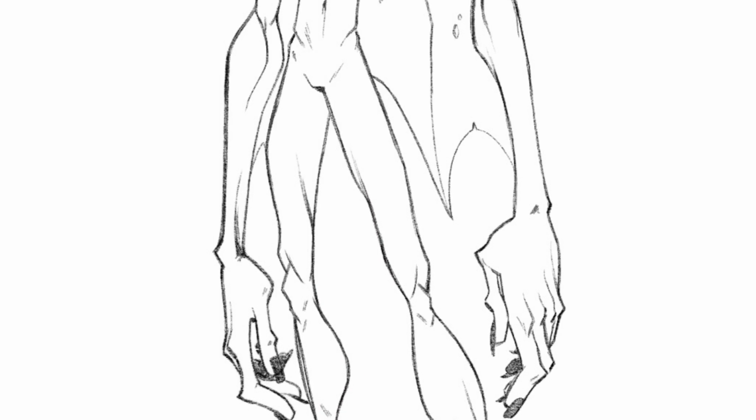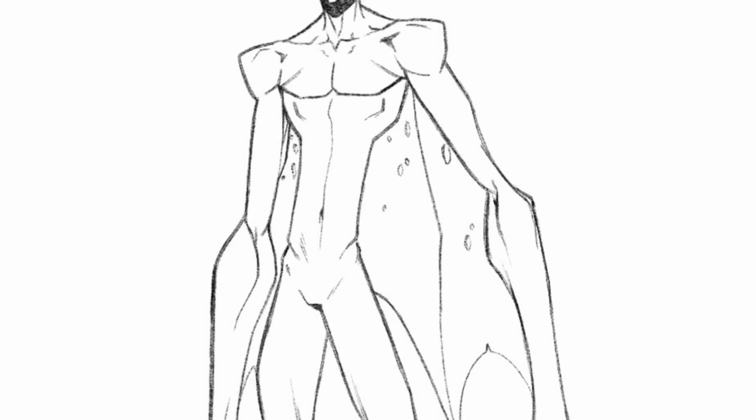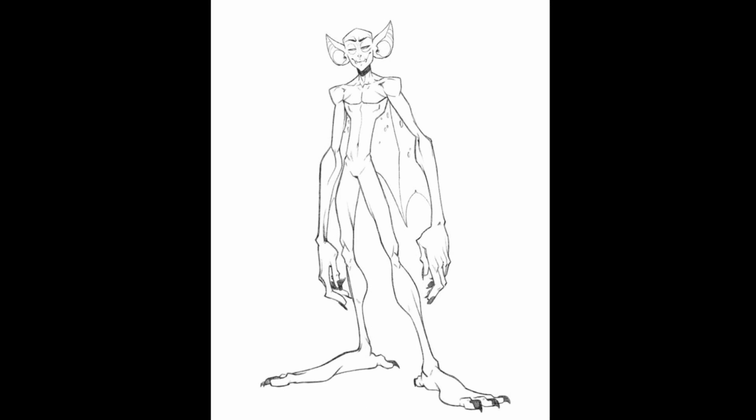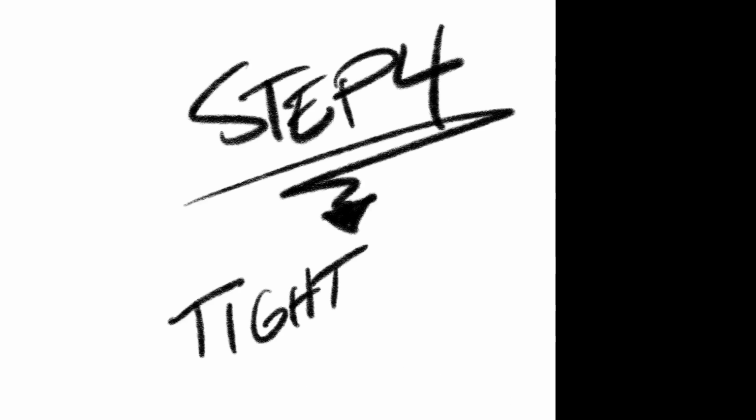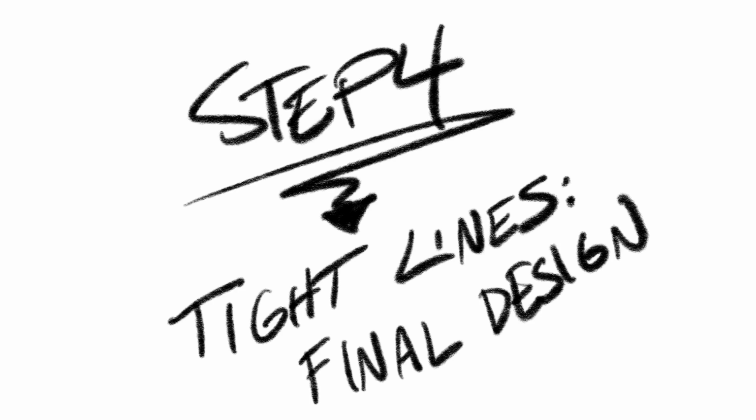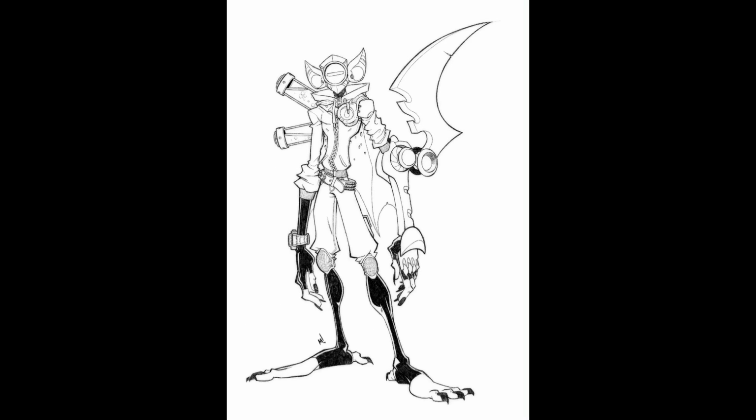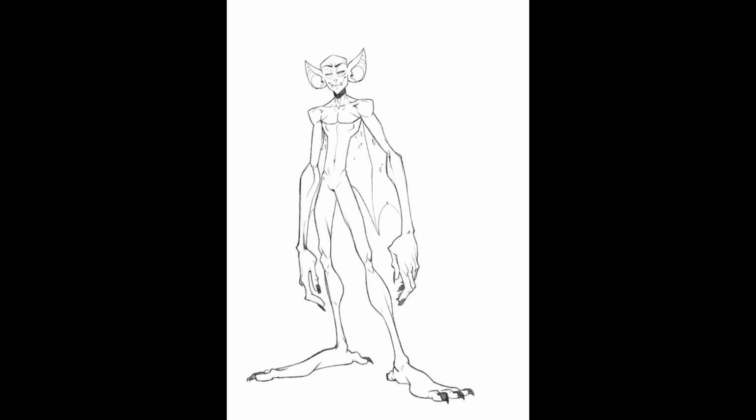So there you go. That's the tight lines for the base version of this character, for which I can now start building the rest of the costume on. So step 4, tight lines on the final design. Here we are jumping into that. Right there is where we're headed towards, which is the final design.